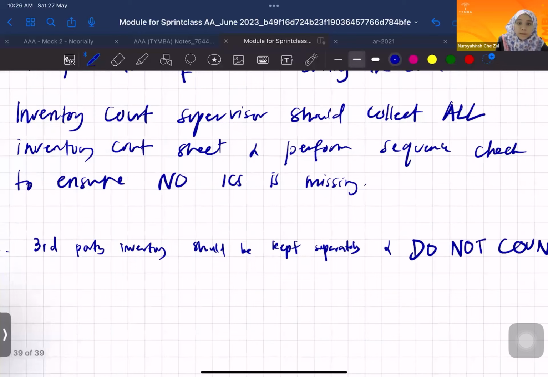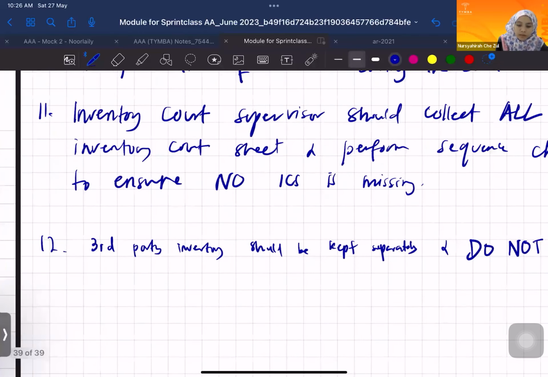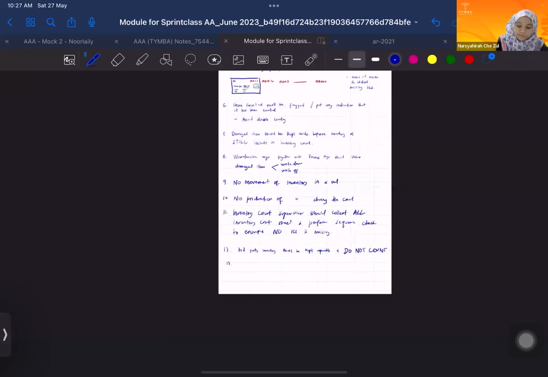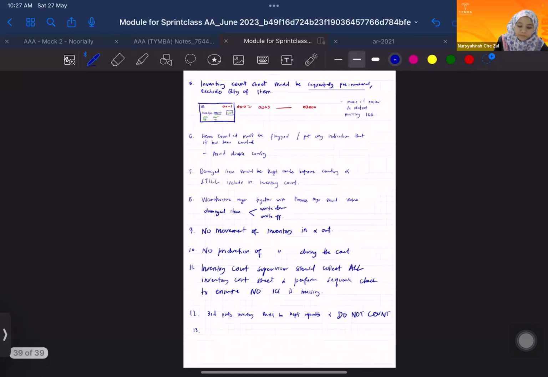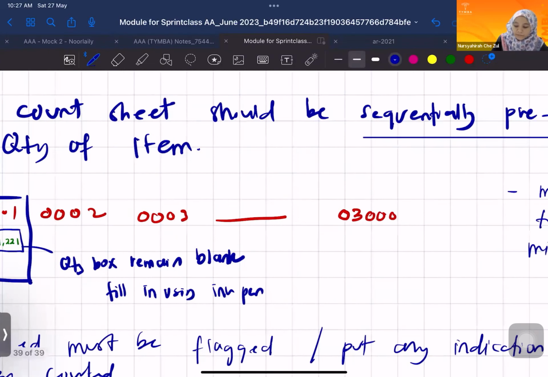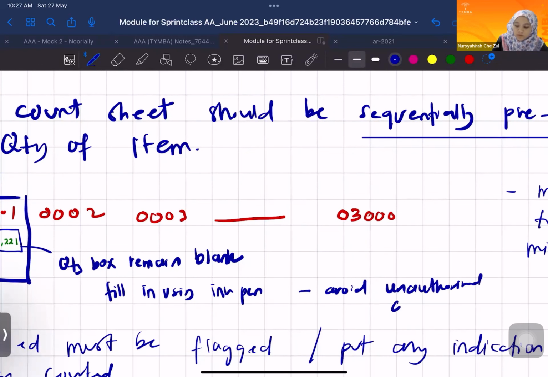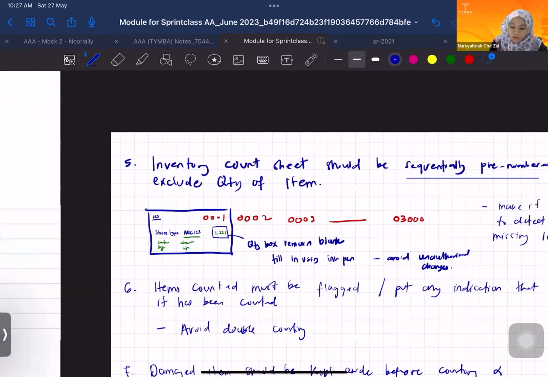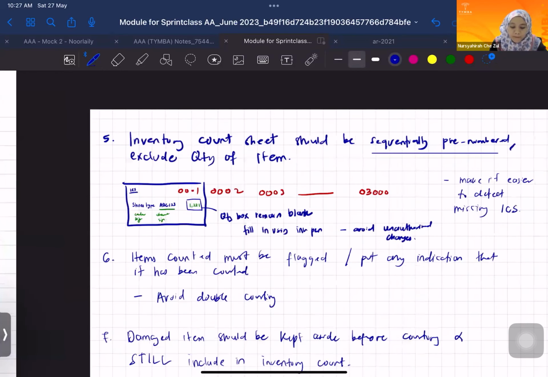Okay, what else? The inventory count sheet should be blank on the quantity. The quantity box should remain blank. And you should fill it in using an ink pen as best practice. Why? Because we want to avoid unauthorized changes. So thank you, Farzana, for the extra input. I think this is sufficient.